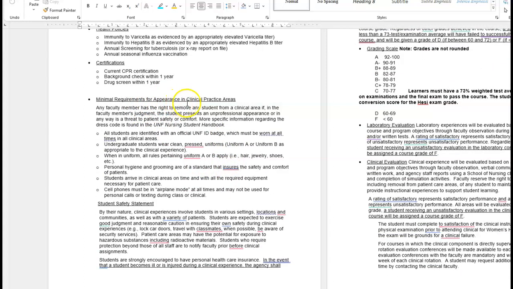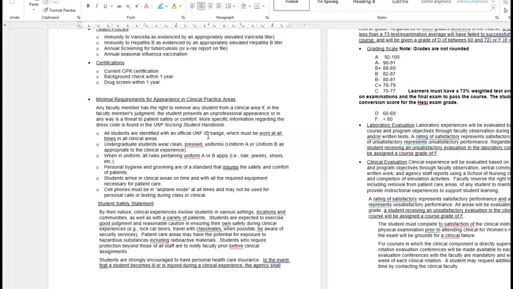Minimal requirements for appearance in clinical practice areas. You have to have your badge, especially in women's services. Like, they're not going to let you on the unit without a badge because of the risk for infant abduction. And so if you don't have your badge, you should just turn around and go home. If you miss more than one clinical, you failed the class.